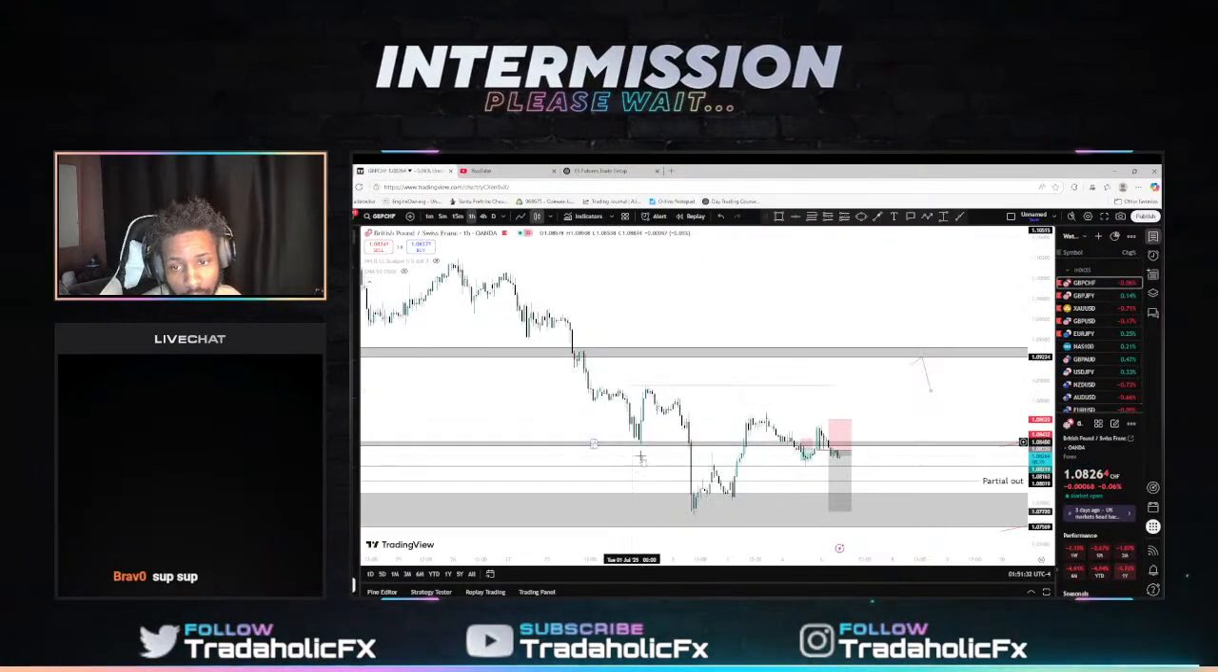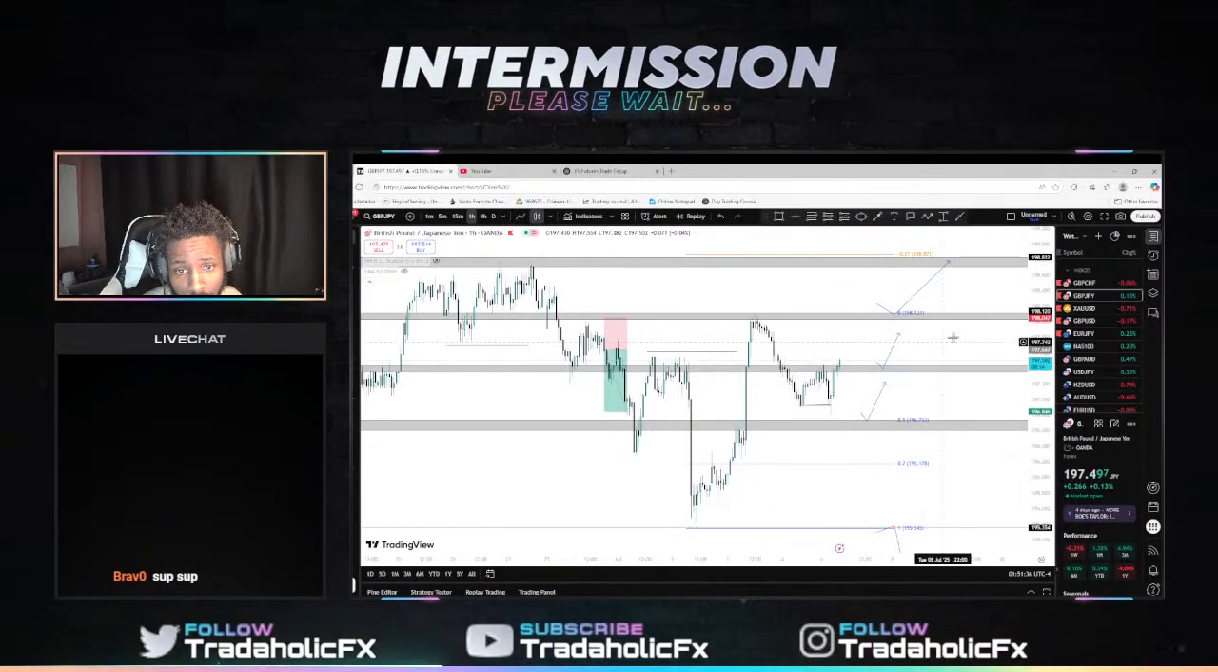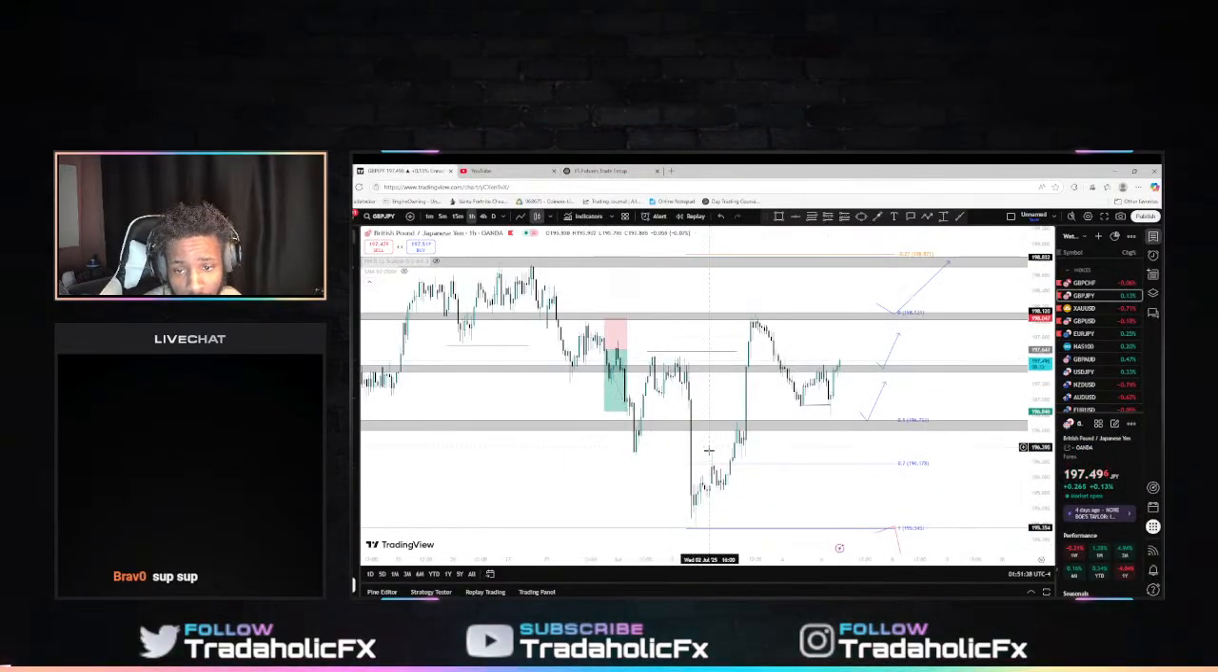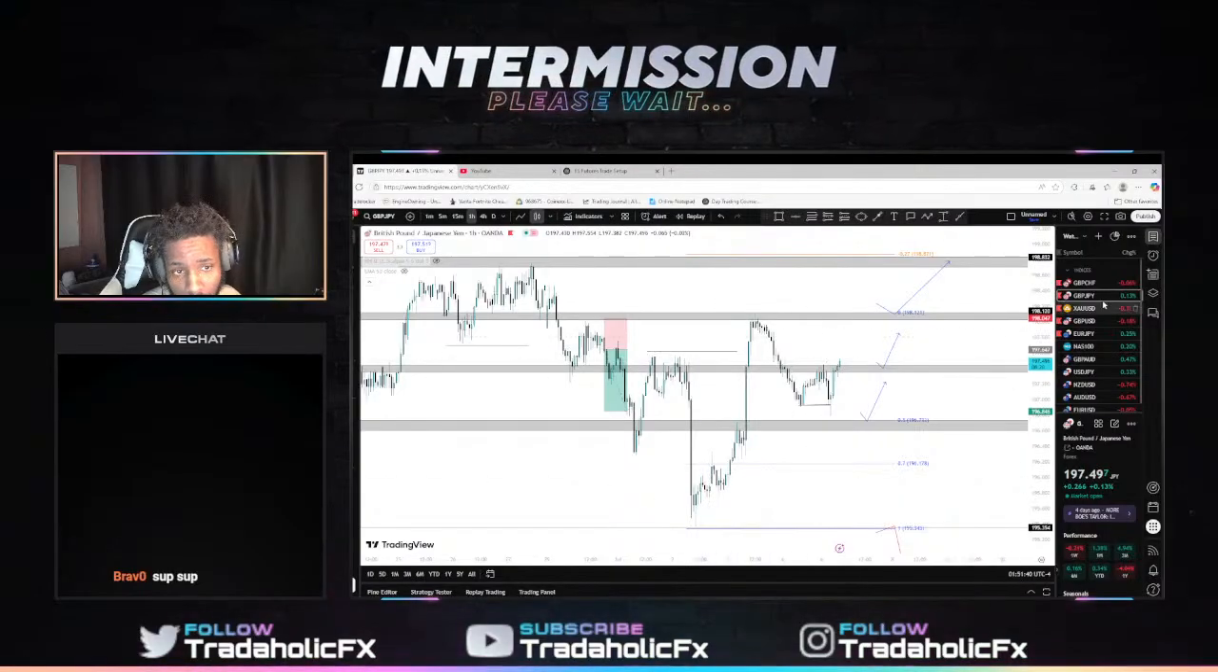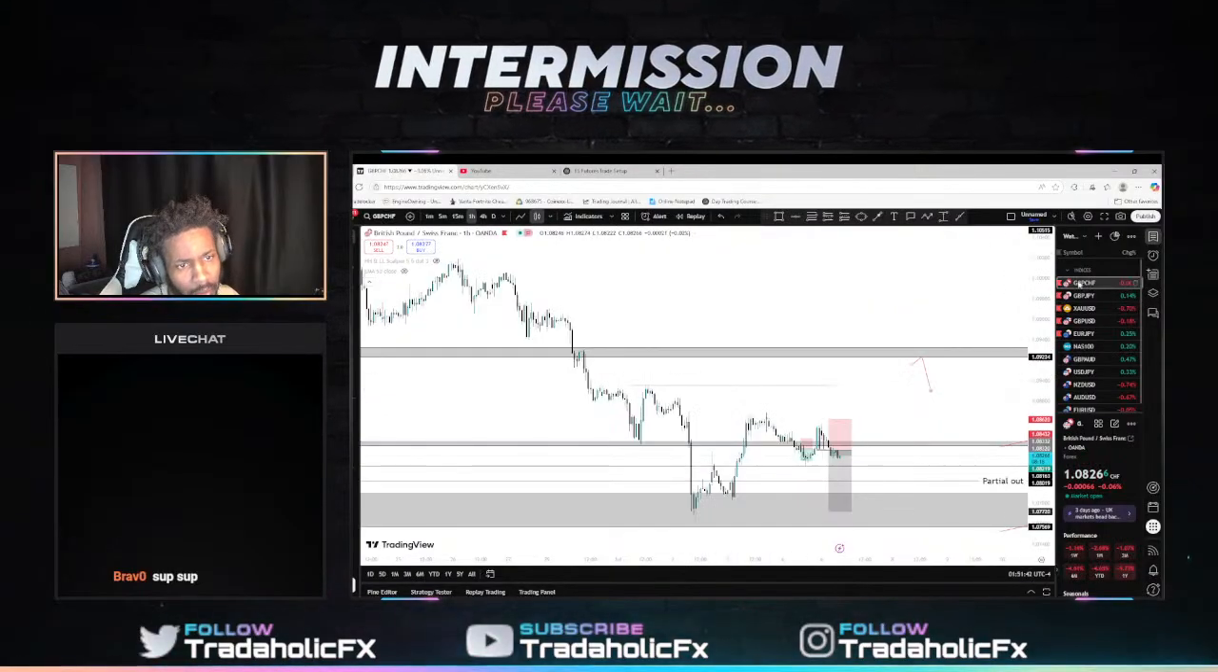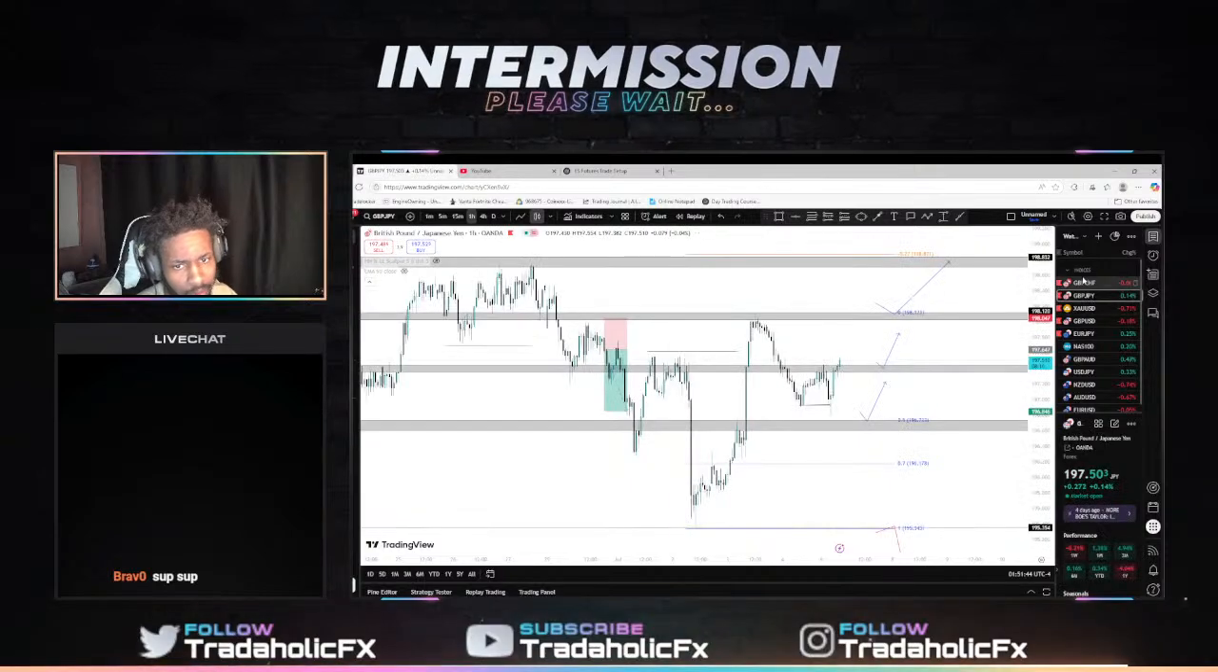Looking at GBP CHF, got a left shoulder, a head, a right shoulder for potential reversal to go higher. GBP JPY, we already got a left shoulder, a head, and a right shoulder to go higher. So they do look relatively similar. So again, I don't want to be buying one and selling the other. It doesn't make too much sense, bro.